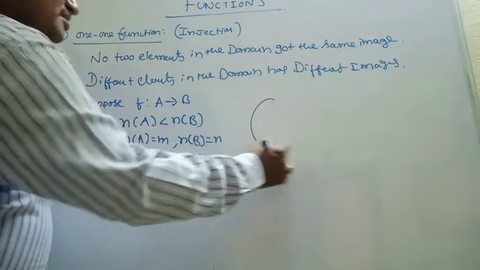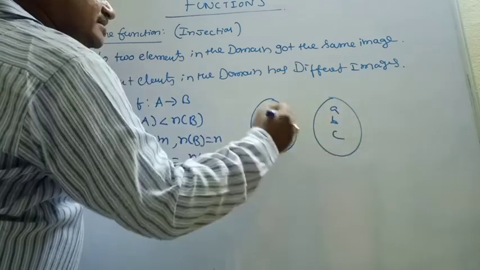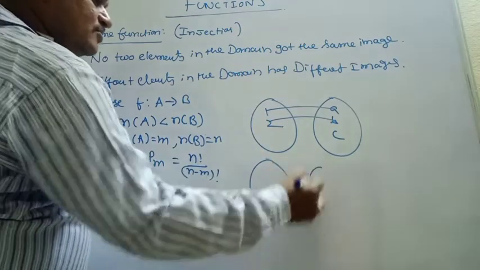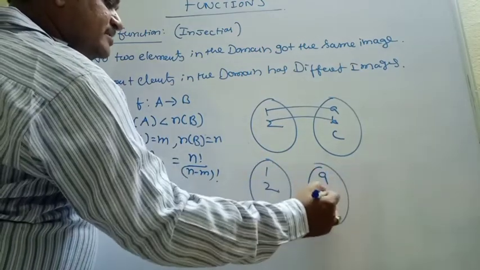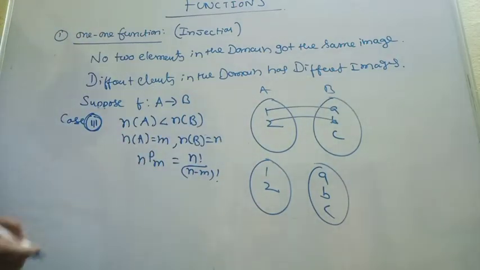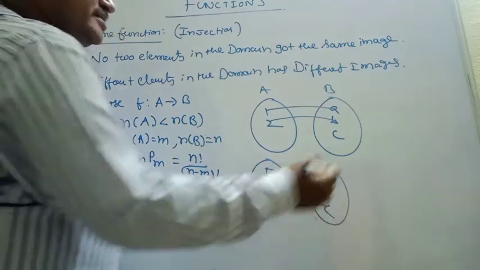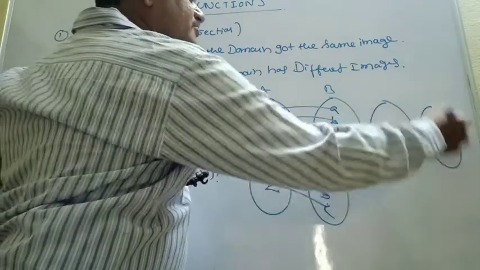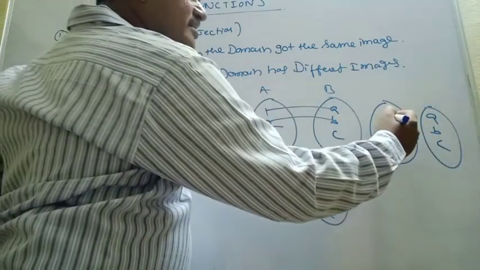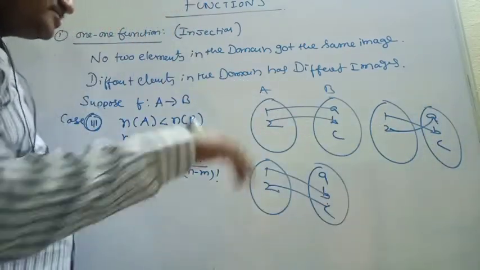In this case, for example, we have here 1, 2 and a, b, c. 1 with a, 2 with b. Here n(A) is less than n(B). Then what number of 1-1 functions are we going to have? 1 with b, 2 with c. Next we have 1, 2, a, b, c, with 1 with b, 2 with a. Different functions like this.